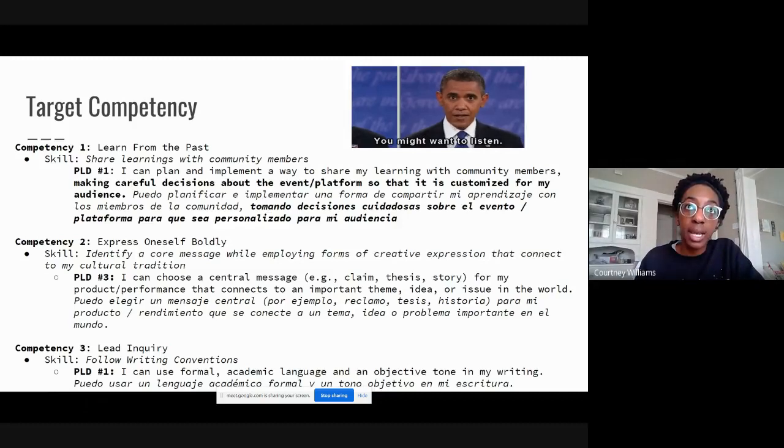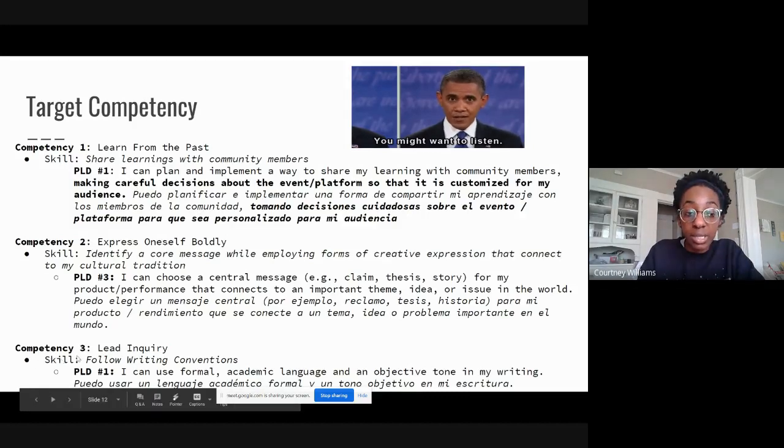As far as today, which is focused on Mini-QPA number 2, you are being assessed on competency number 1, learn from the past, in this PLD, and you're being assessed on competency number 3, lead inquiry, in this PLD.